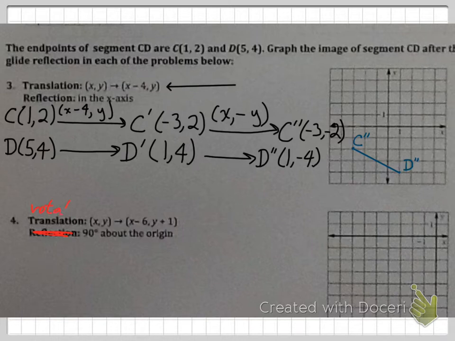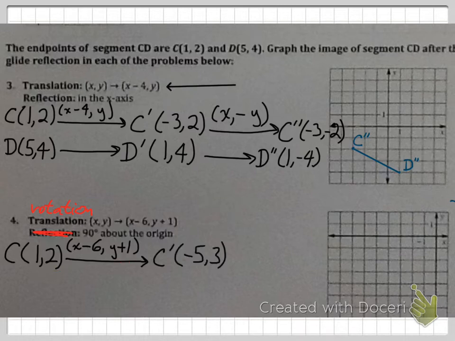I went over that in class. That's a rotation. And so that was a mistake that we made, so our apologies here, the Geo team. But anyway, you start off with 1, 2, and you're going to translate it 6 units to the left and 1 unit up. So 1 minus 6 is -5, and 2 plus 1 is 3. So it should be -5, 3.